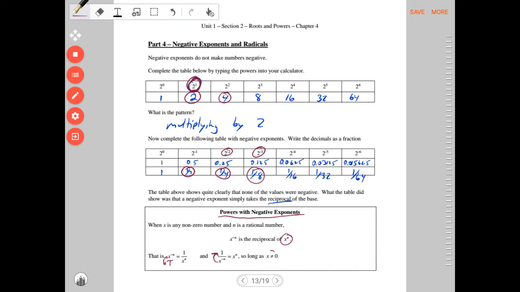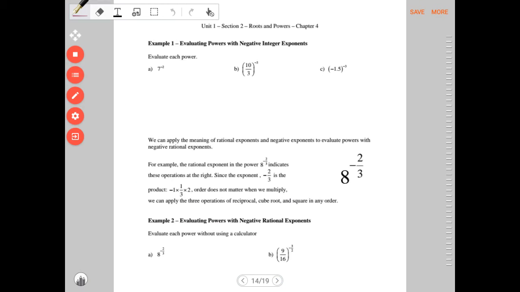And remember, this is so long as x is not equal to 0, because in a fraction, you are never, ever allowed to divide by 0. We just have to say that. It's not like you're ever going to get a question that has the 0 in it, but you just need to be aware. So evaluate each power.